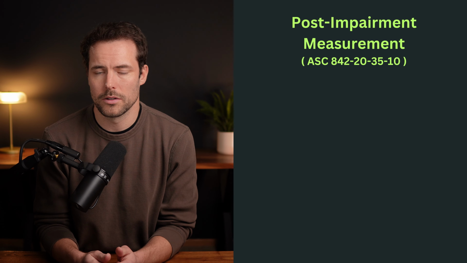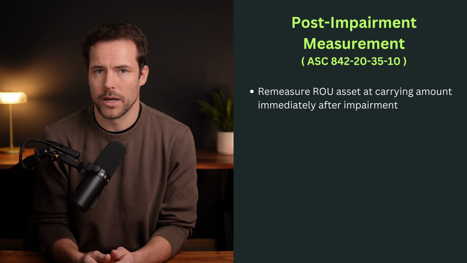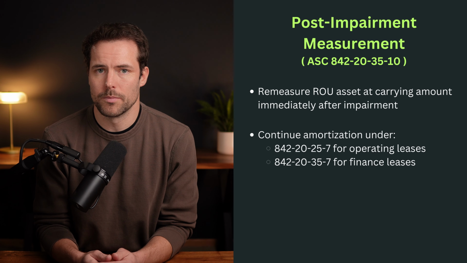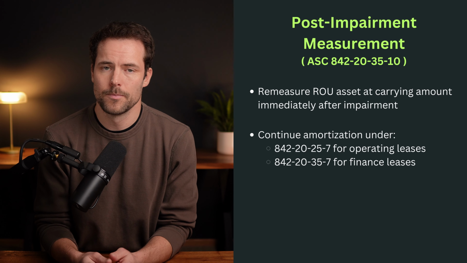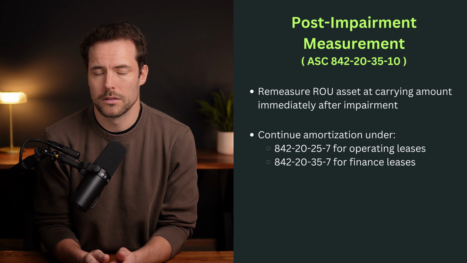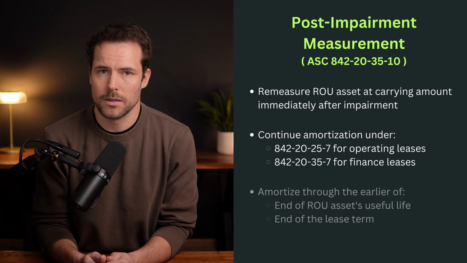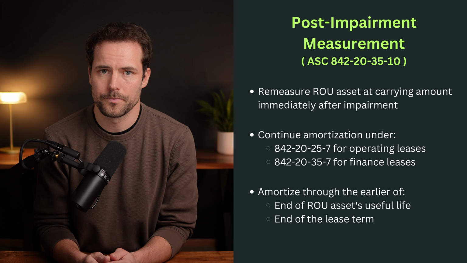842.20.35.10, which states that if a right-of-use asset is impaired in accordance with paragraph 842.20.35.9, after the impairment, it shall be measured at its carrying amount immediately after the impairment, less any accumulated amortization. A lessee shall amortize in accordance with paragraph 842.20.25.7 for an operating lease, or paragraph 842.20.35.7 for a finance lease, the right-of-use asset from the date of the impairment to the earlier of the end of its useful life or the end of the lease term.